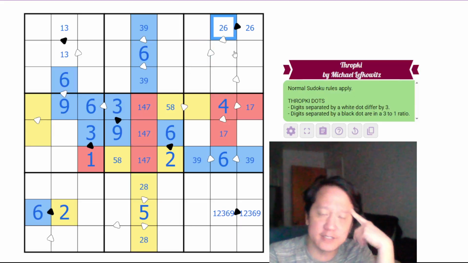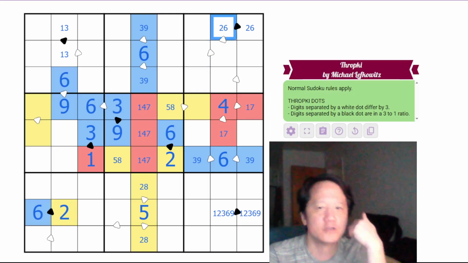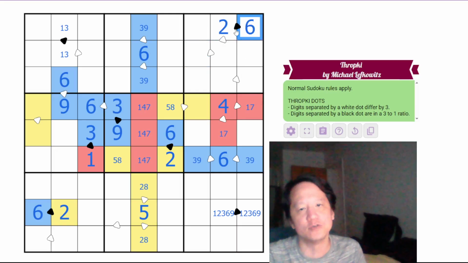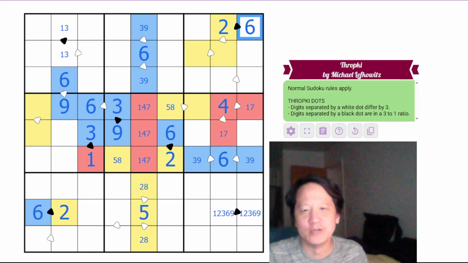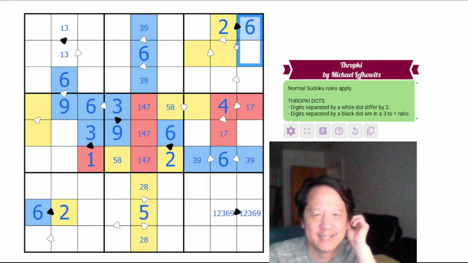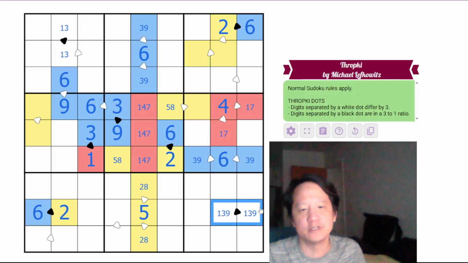So if we had a 6 here, the problem is this would be 3 or 9, but that's not 3 away from the other 3 or 9 here. So this cannot be 6. This must be 2, which makes that 6. So these are all yellow. This is blue. This cannot be 2 and 6. We are guaranteed then a 3 here. We're not sure which.